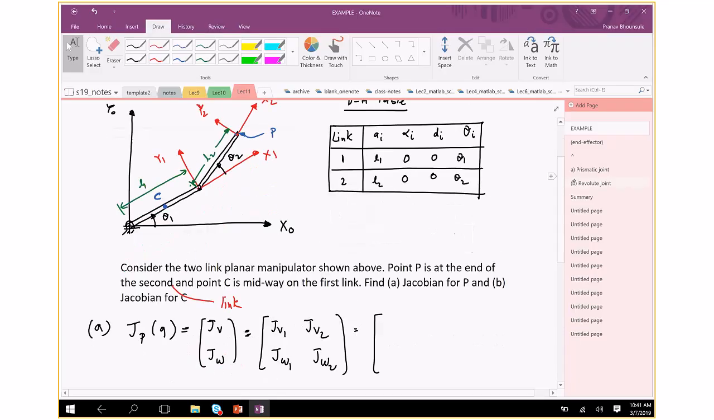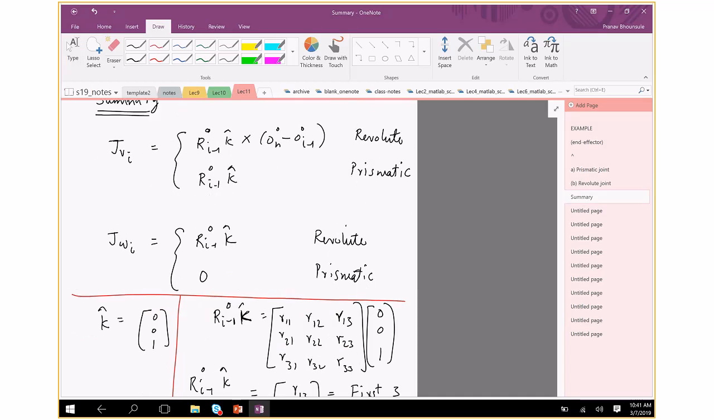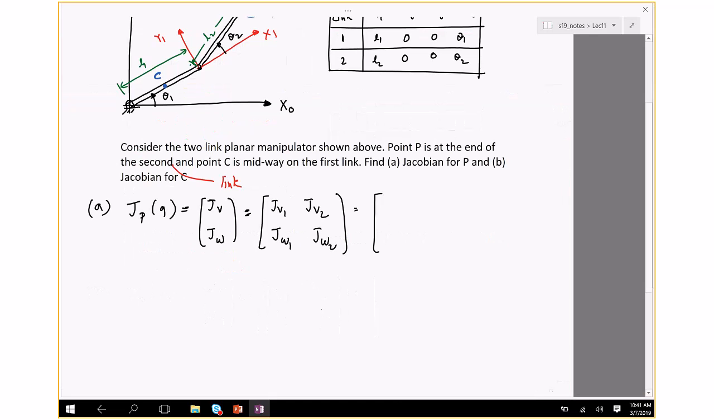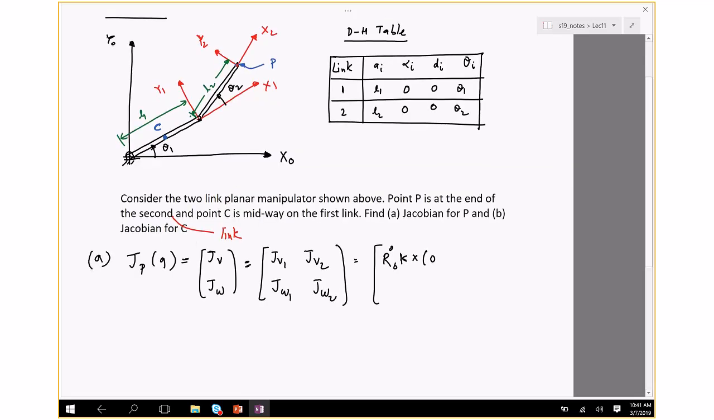If we go back to my summary, we see that we are looking at a Revolute joint and we are looking at JV. So this is the formula where N is going to be the end effector, right? So that's what I'm going to put down for JV1. So R, in this case, I equals 1 because the first link, K cross. Now ON0 is simply the position of the end effector, which is this point. It actually is O20, this is O10, and this is O0. So O20 minus O, here I had written I minus 1 with respect to 0, but I is 1, so O00.